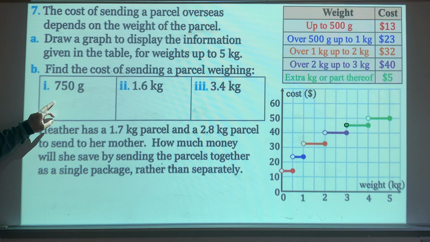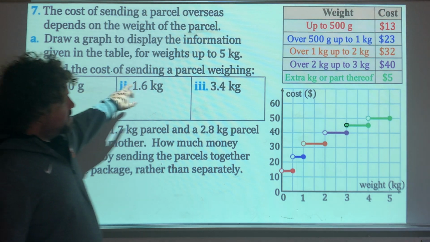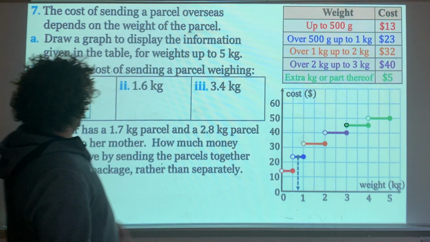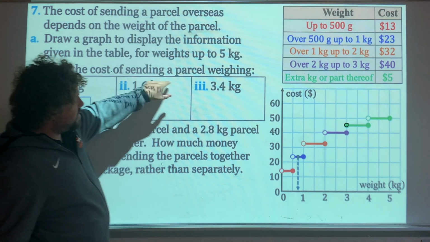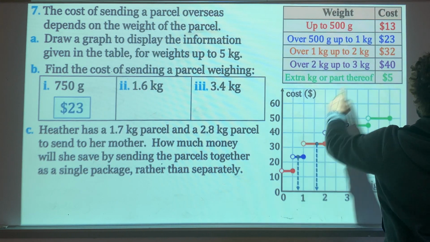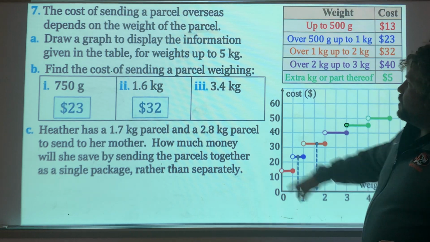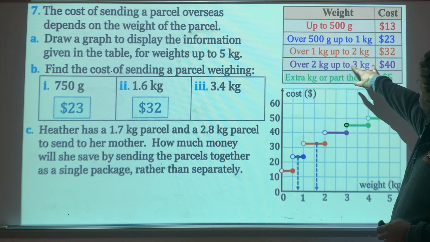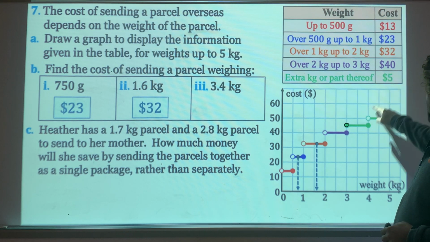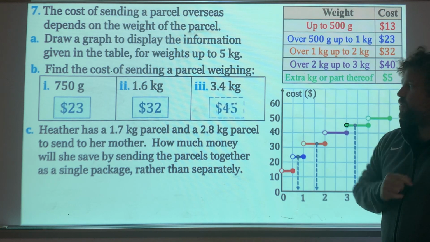Find the cost of sending the weight. 0.750 kilograms. Between these two, $23. 1.6 kilograms. Between these two, 32. 3.4 kilograms. Up. An extra kilogram thereof. So 40 plus 5 is $45.